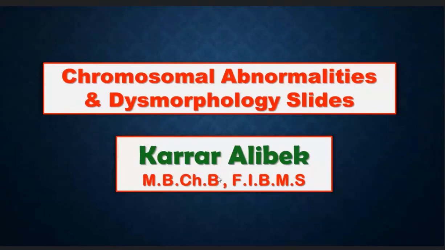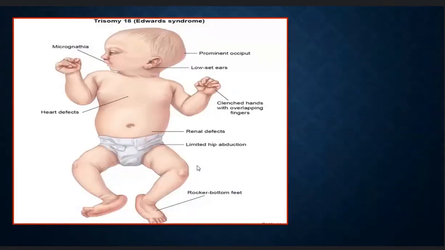Okay. Yesterday we talked about trisomy, the first example of trisomy, which is the most common example for it, trisomy 21. Now we will complete to talk about another trisomy, which is trisomy 18, also called Edwards syndrome. Of course, it has a lower incidence than Down syndrome.